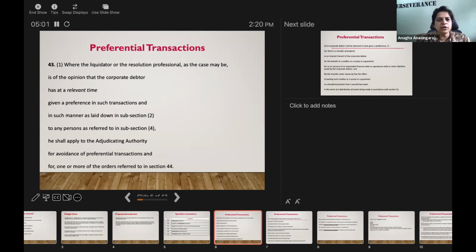So where the liquidator or the RP, as the case may be, is of the opinion that the CD has at a relevant time, so whenever that transaction was being entered into, given a preference in such transactions and in such manner as laid down in subsection 2, to any persons as referred to in subsection 4, he shall apply to the NCLT for avoidance of preferential transactions and for one or more orders under section 44. So this is the enabling provision. So we need to identify the persons who are given in subsection 4 and what is the manner of giving preference, which is given in subsection 2.